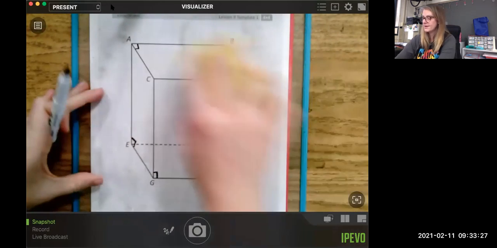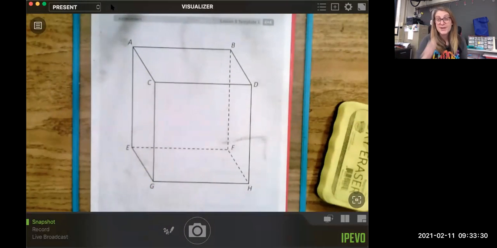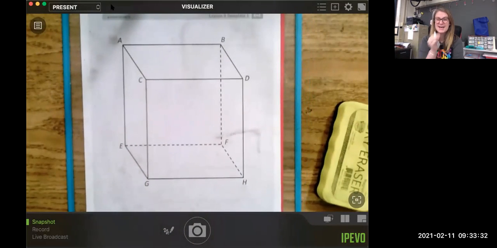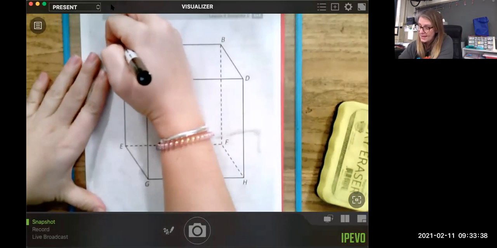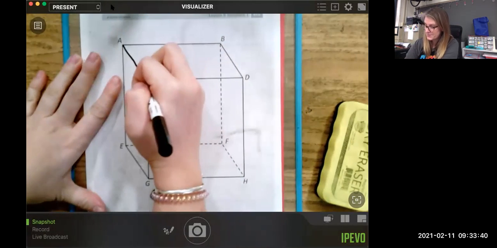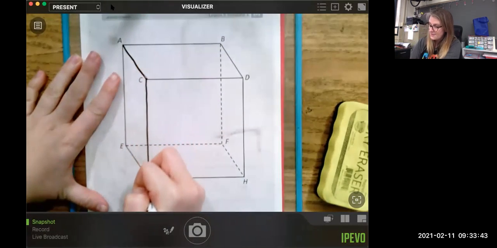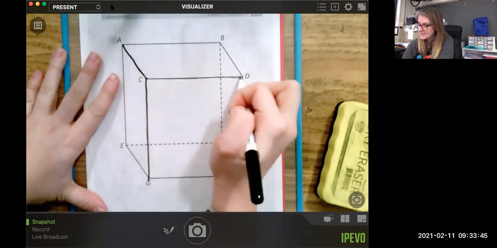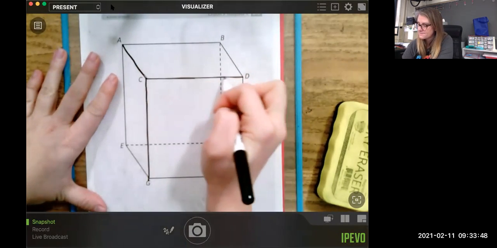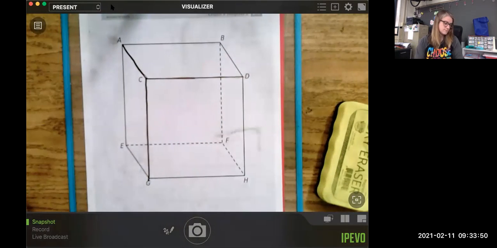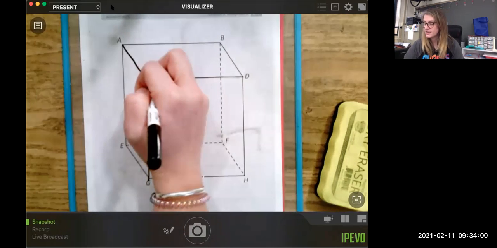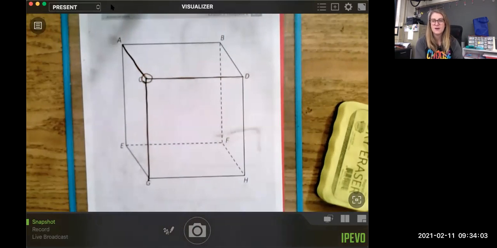Okay, so we're going to look now at places where 3 line segments intersect. Okay, so I see AC intersects with CG, and that also intersects with CD. So these are all intersecting line segments. And the point of intersection is called our vertex.